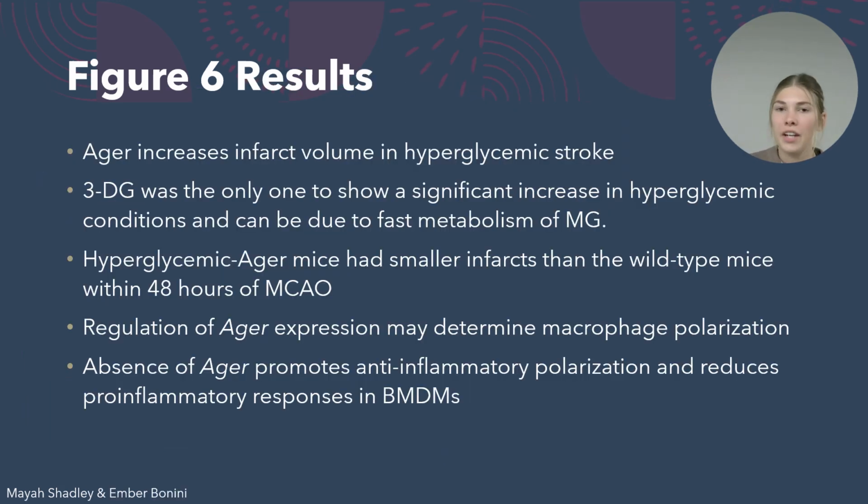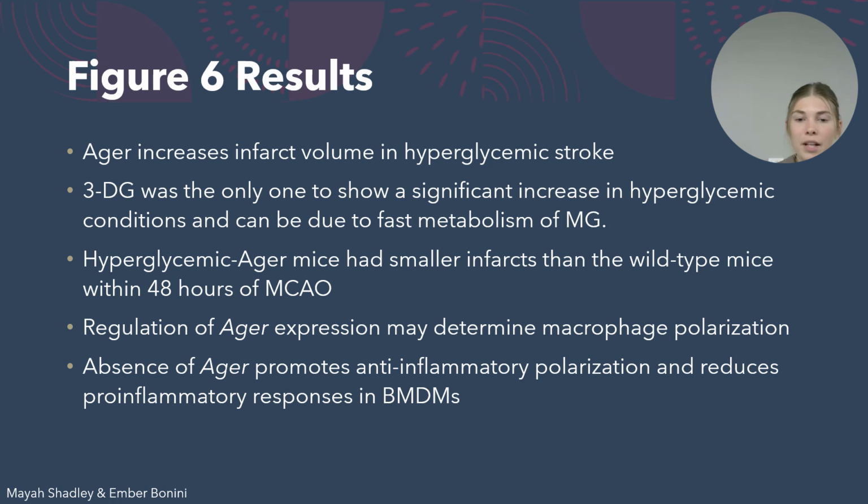And then just to reiterate the main points of figure 6 and go over the results, what we really saw in here was that agar increases the infarct volume in hyperglycemic stroke, and that one is just showing that there was that increase, which is what we saw with those asterisk markings. And then we also saw within this that the 3DG, which was the third graph, was showing a significant increase in the hyperglycemic conditions. And that's mainly due to just the fast metabolism of MG, and that's what the researchers had deemed it to be.